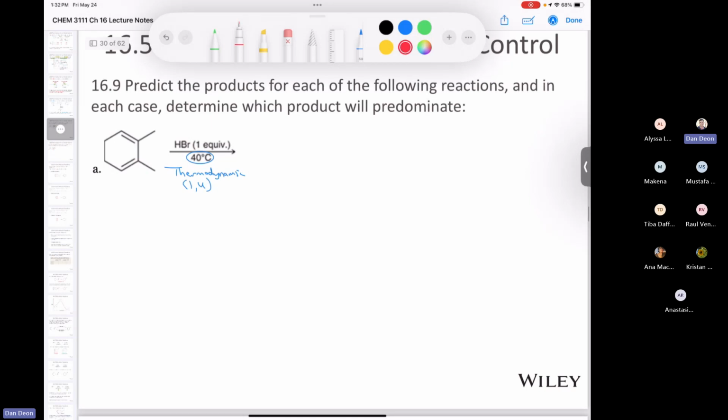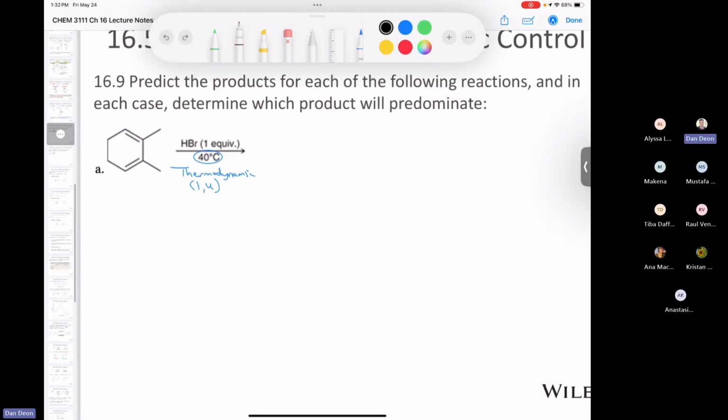Now, the cool thing about this problem is you can see there is an axis of symmetry in here. And so you don't have to draw a whole bunch of different proton transfers. There's only one that's going to be relevant. And so let's draw our HBr molecule out explicitly like this. So we're going to get our proton transfer, and we're going to form our resonance stabilized carbocation.